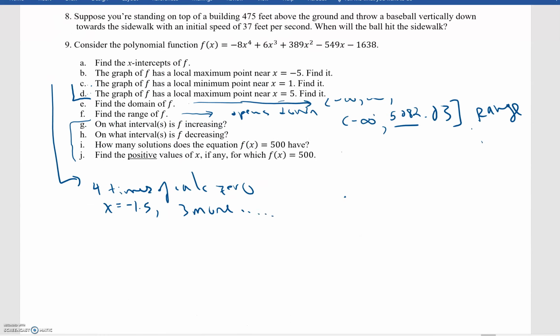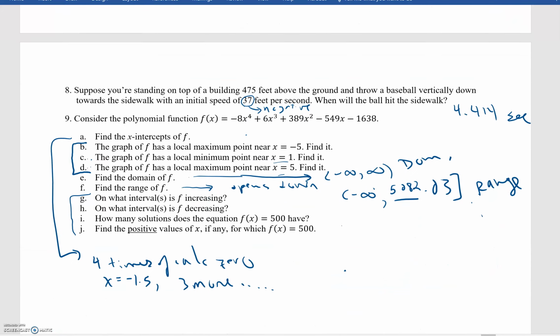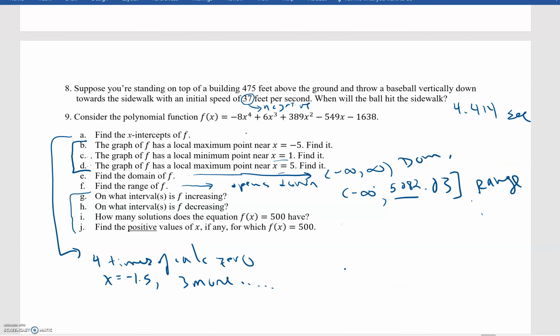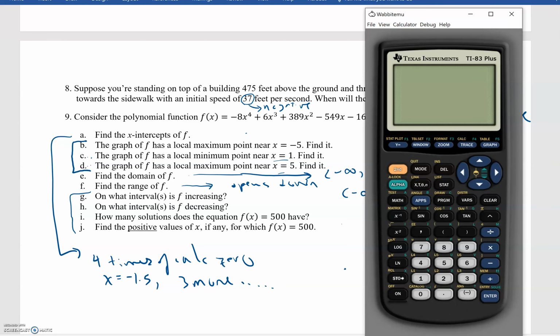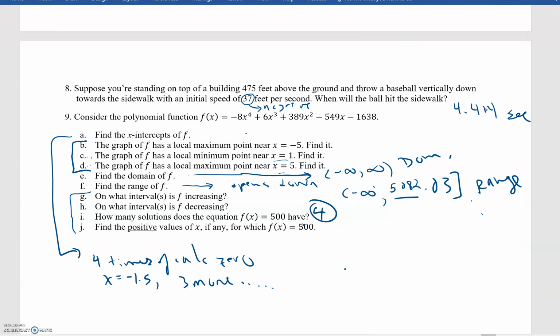Okay. All right, let's see if we can finish this off. So what else have we got? How many solutions does the equation f of x equals 500 have? Well, I need to go to the calculator for that. I'll put in 500, and I'm just going to graph this and then count it. How many times does that line intersect? So it's a little hard to see, but it basically here, here, here, here, so everywhere it could. So it intersected 4 times, so we will have 4 solutions.